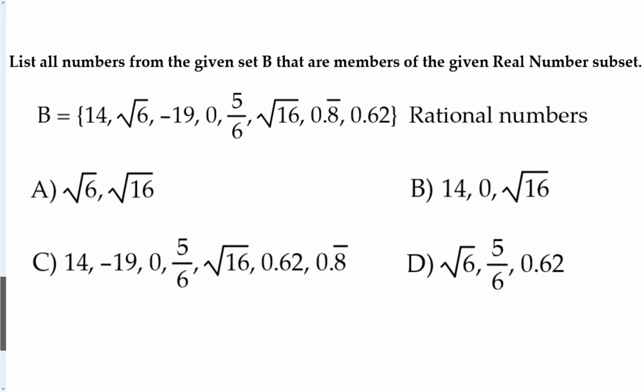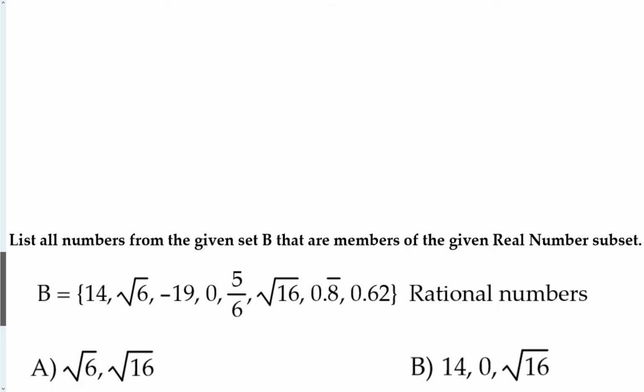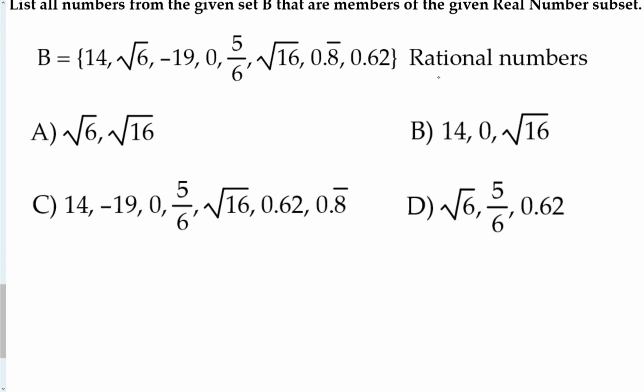I think I have one more maybe. Okay. List all the numbers from the given set that are members of the real number subset of rationals. So I'm looking for rationals. So that means which one of these is rational?